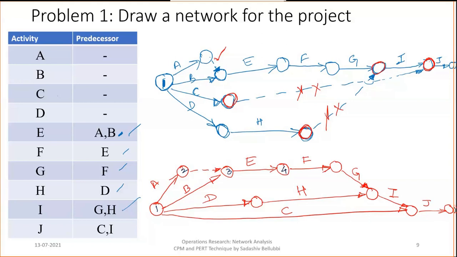Here, if you remove the dummy activities, it is well and good while calculating the CPM and PERT. While calculating the critical path method, it is a good thing if you have fewer dummy activities. So that's why it is better to remove the dummy activity wherever possible.